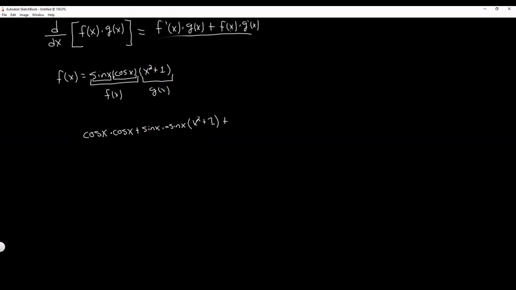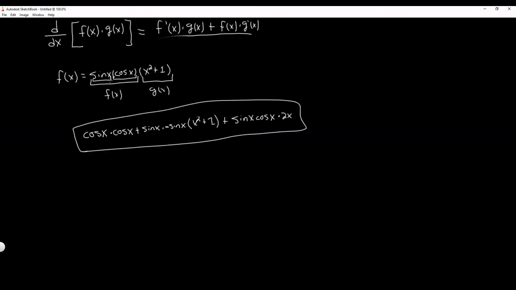Plus the first function unchanged, so sine x cosine x, times the derivative of g of x, or the second function. So the derivative of x squared plus 1 is just 2x, so times 2x. And this is the derivative of sine x cosine x times x squared plus 1. So we can write f prime of x is equal to that. And this is the answer.